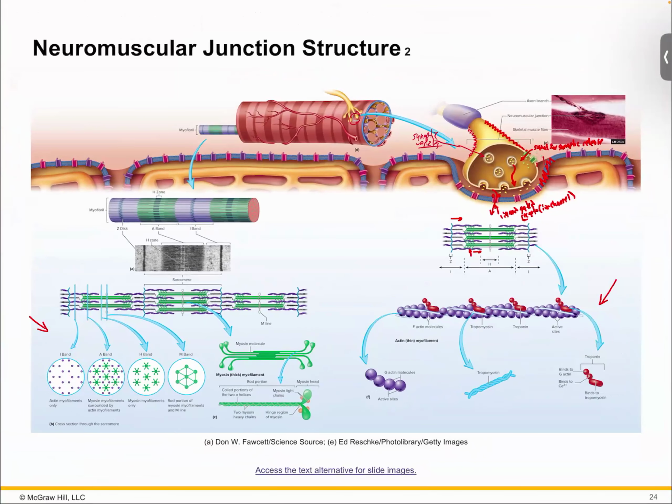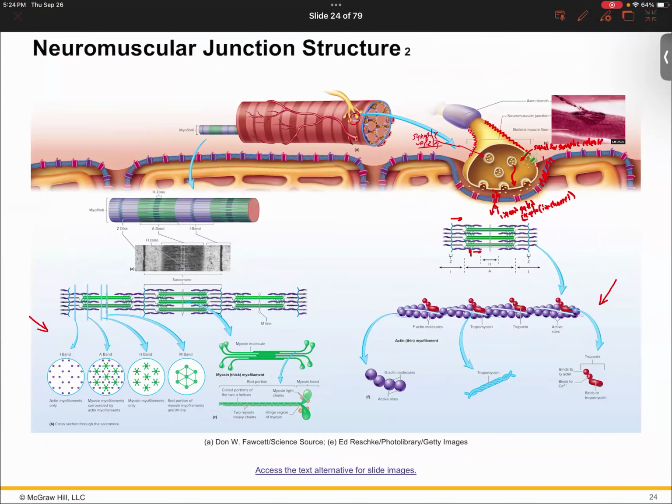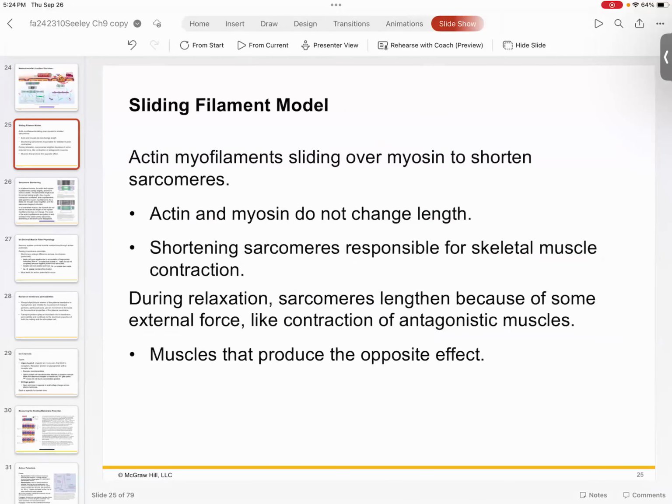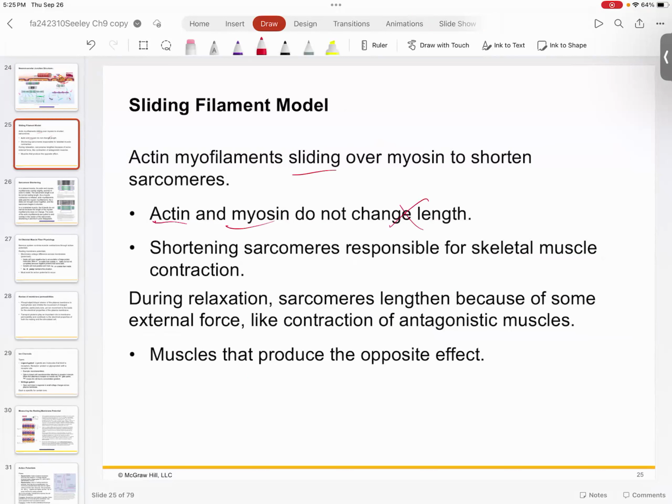What I want to do is come back to this image. I want to jump back and forth a little bit, so just bear with me, because there are some things that I want to sketch out and then come back to this and start filling this in with a bit more detail. The first thing we want to take a look at is this sliding filament concept. The idea of the sliding filament model is that the actin myofilaments are going to be sliding over the myosin short filaments in the sarcomere. The actin and the myosin themselves do not change length. They just slide relative to each other.